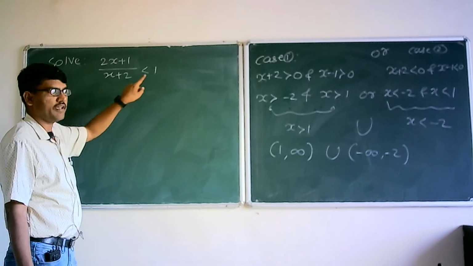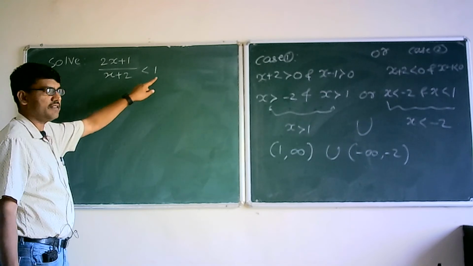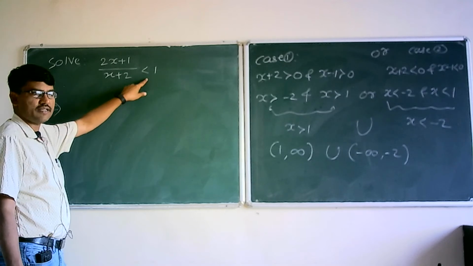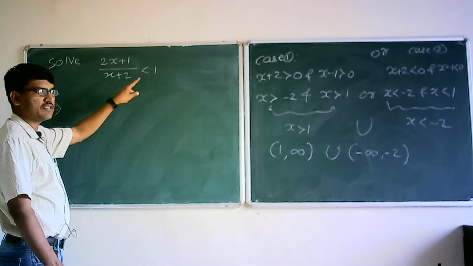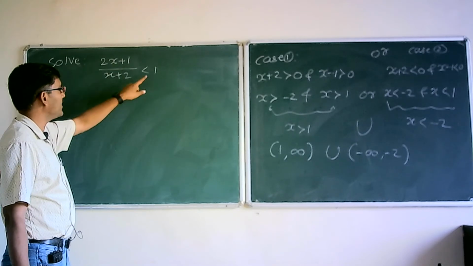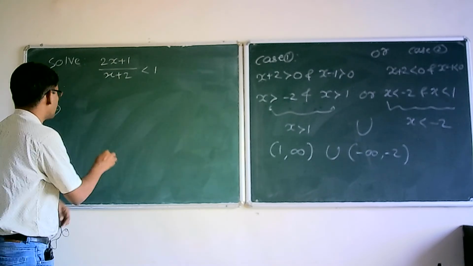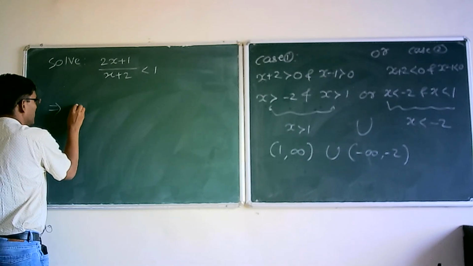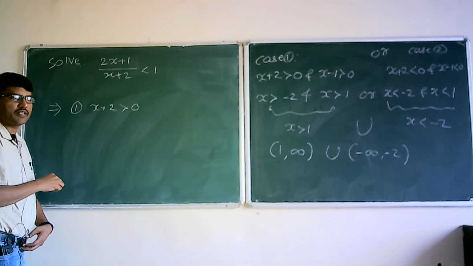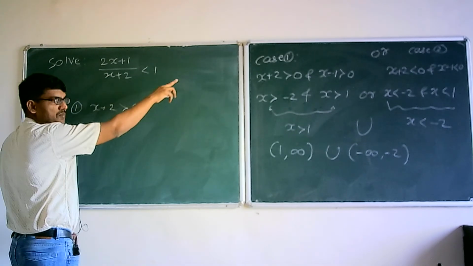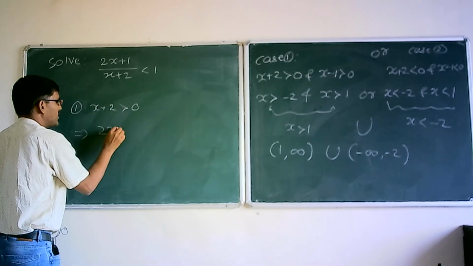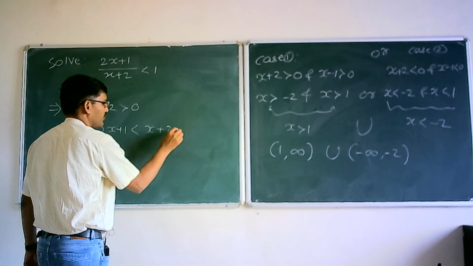We cannot multiply by x plus 2 directly. When we multiply, the sign remains the same if x plus 2 is positive. Otherwise the sign changes: if x plus 2 is negative, then less than or equal to is converted to greater than or equal to. So we assume x plus 2 is greater than 0. If we multiply by a positive number on both sides, our sign remains the same. That implies 2x plus 1 is less than x plus 2.